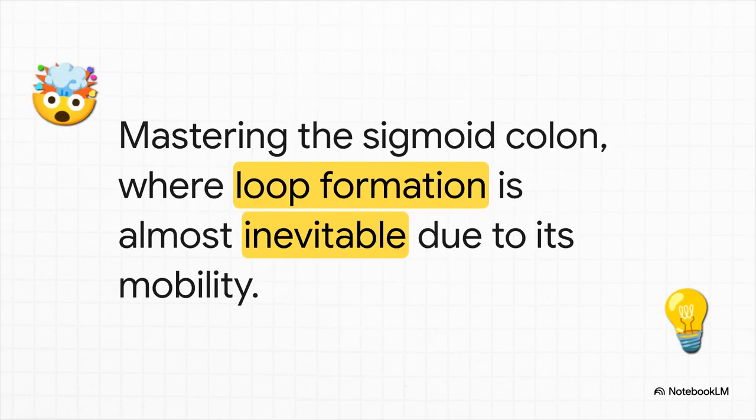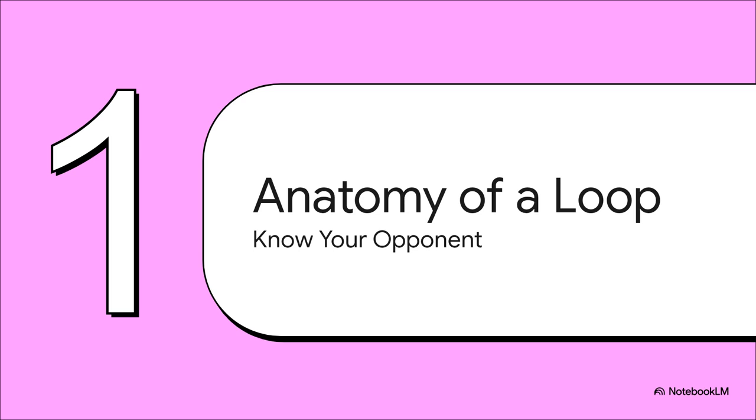Okay, so let's dive right in. The sigmoid colon. It's this mobile, kind of free-floating segment of the bowel. And because it can move around so much, when you advance the scope, it's almost guaranteed to fold back on itself. It creates these loops that stretch the colon, which can cause pain and make it incredibly difficult to get anywhere. To really master the sigmoid, you first have to understand what you're up against.